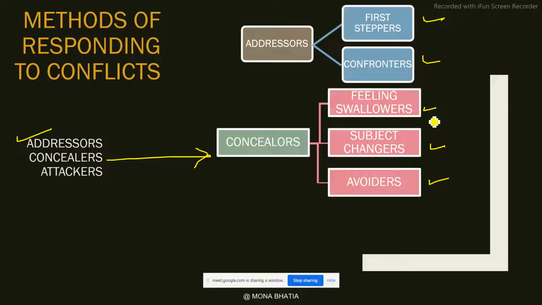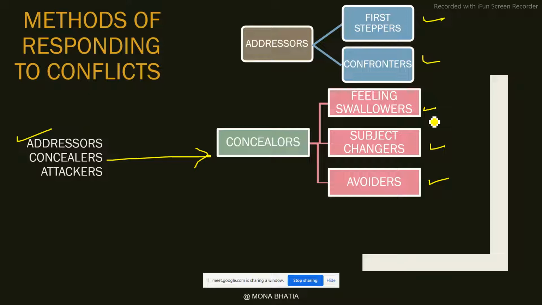ice. So they will change the subject in two ways: either they don't want to talk about the main issue, or they want to digress the party so that for some time they become warm with each other, and then they come to the point. So they are called subject changers. And now the third category is called avoiders.